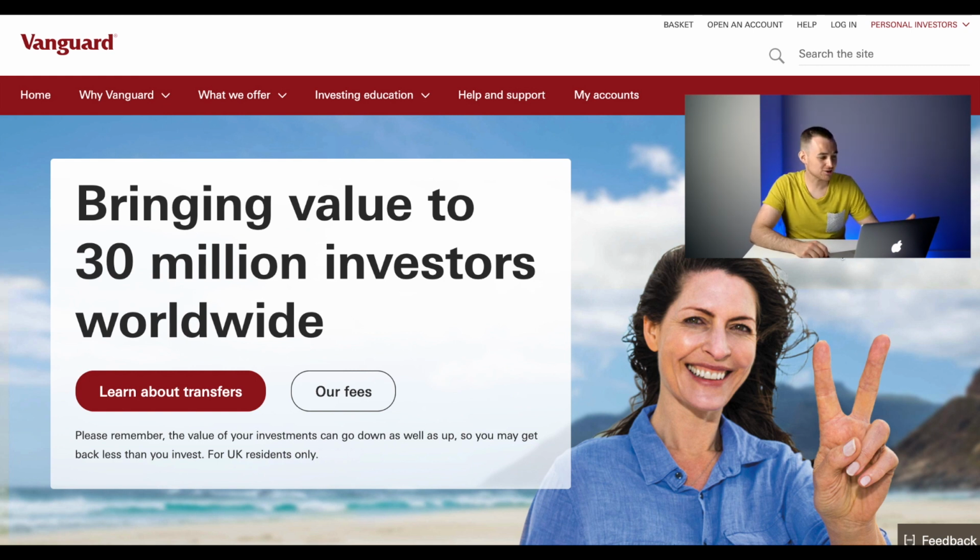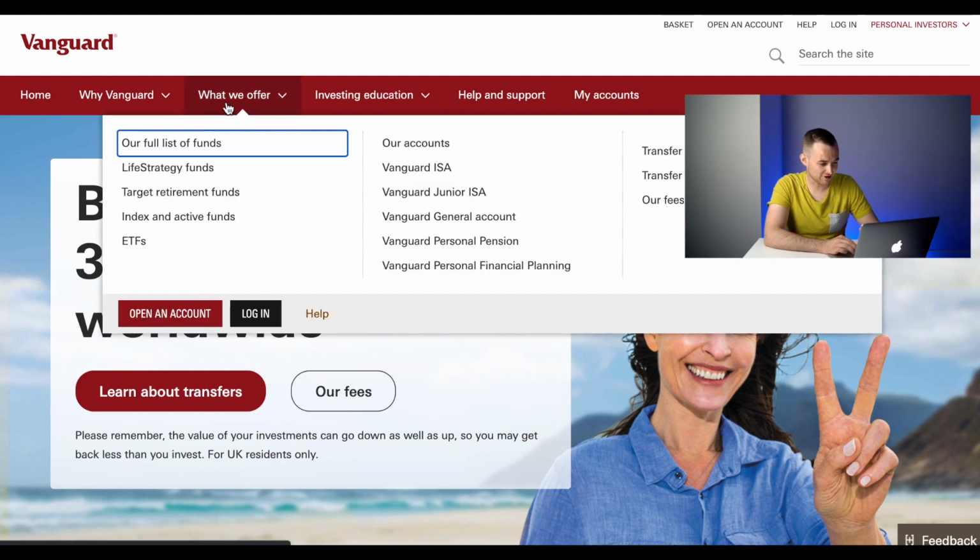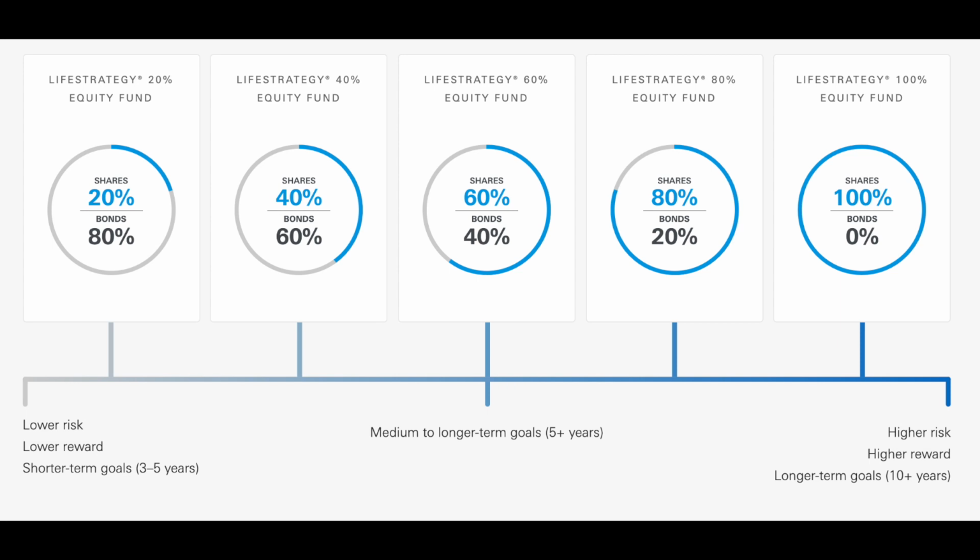So the UK Vanguard website is vanguardinvestor.co.uk. We are going to hit what we offer and you'll see straight away the option for LifeStrategy funds. Now, the LifeStrategy funds are one of Vanguard's flagship products. There are 5 different LifeStrategy funds. I'm not going to go through what the 5 different funds do differently. Instead, I'm going to link to a past video I made all about this. It's going to explain which fund might be best suited to you if you haven't yet decided.